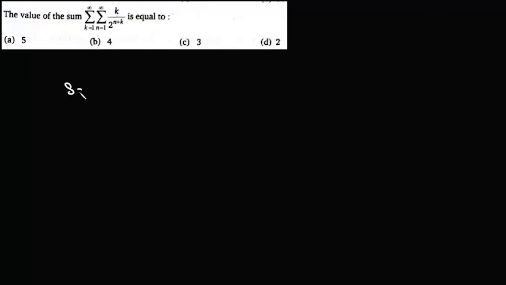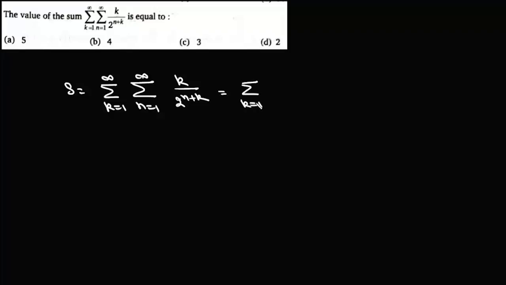Now here the question is, find the value of this sum, which is the summation k varies from 1 to infinite, summation n varies from 1 to infinite, k upon 2 to the power of n plus k. Now here the variables are independent, so we can write k varies from 1 to infinite k upon 2 to the power k into summation n varies from 1 to infinite 1 upon 2 to the power n. Now this is an AGP and this is a simple GP.